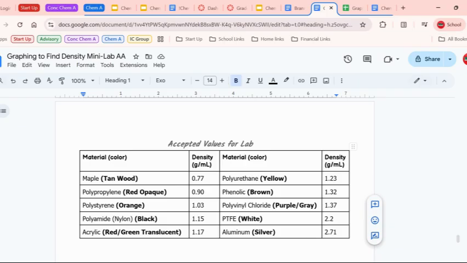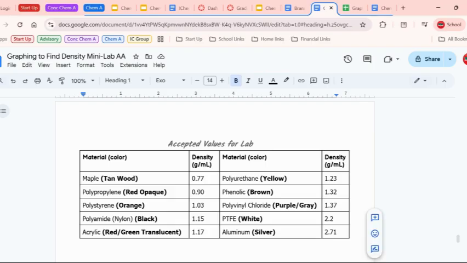We believe it was this material because we found the density to be this number, which is close to the known density, the accepted value, the target value shown in this table. And that is how you write your conclusion, ladies and gentlemen.